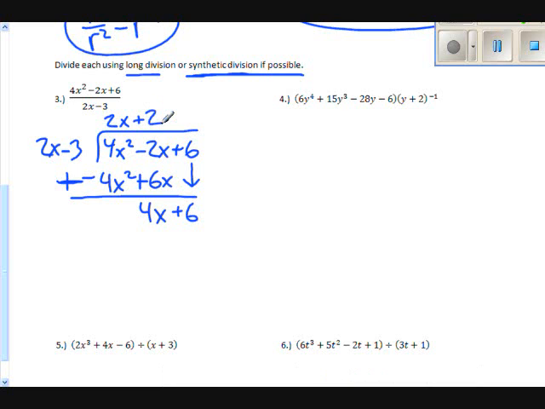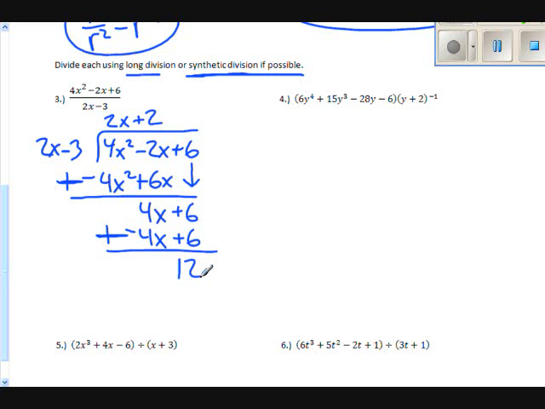Positive 2. So now again, I distribute. 2 times the 2x is a 4x. 2 times the minus 3 is a minus 6. I'm subtracting this whole thing, which is the same as adding the opposite. So that's going to be a 0 and then a 12.